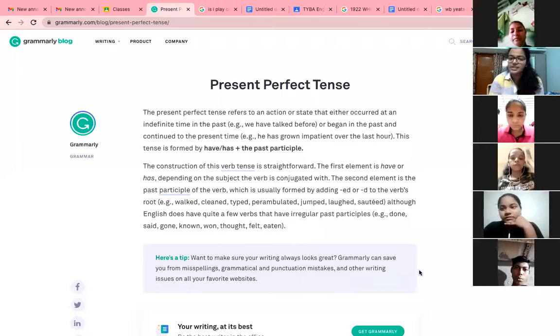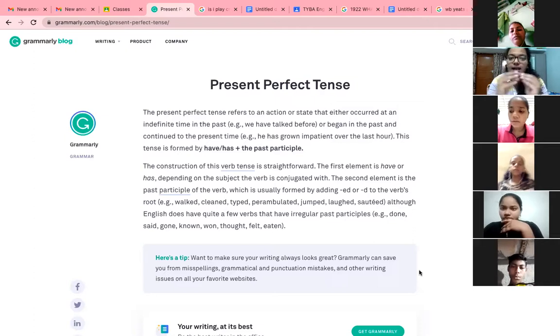Present perfect tense, to put it simply, describes either an action or a state that has occurred at an indefinite time in the past. So I'm not telling you when it happened, I'm just saying it happened.